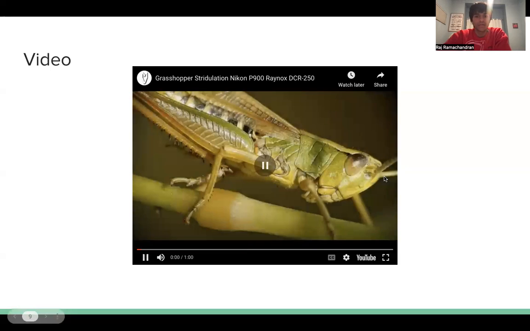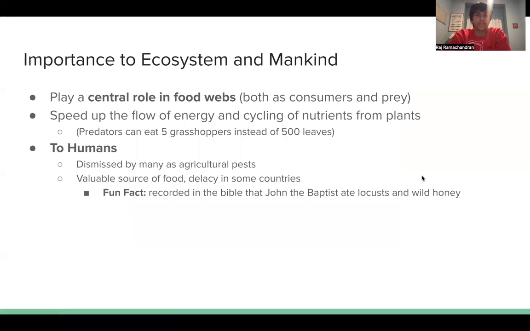And then their importance to the ecosystem and mankind. They play a central role in food webs, both as consumers and as prey for the many predators they have. But I guess their most important role is that they speed up the flow of energy and cycling of nutrients from plants. They convert the energy from foliage into energy that their predators can consume. It makes it more efficient for those predators, who spend less time accumulating energy, and the predators can get bigger because they can eat 5 grasshoppers instead of spending the time to eat 500 leaves and get the same amount of energy.